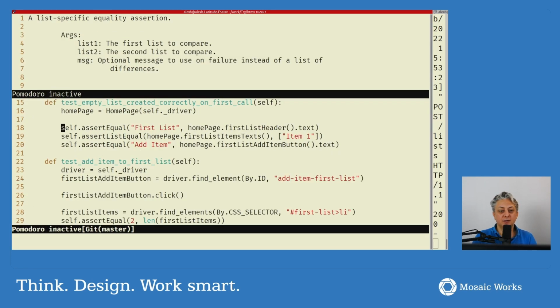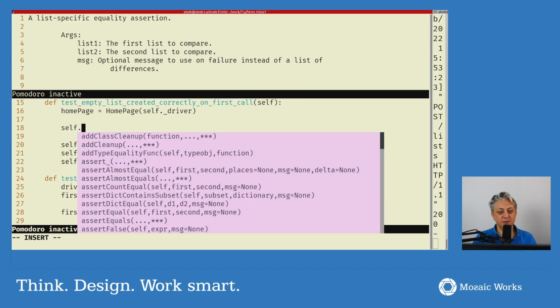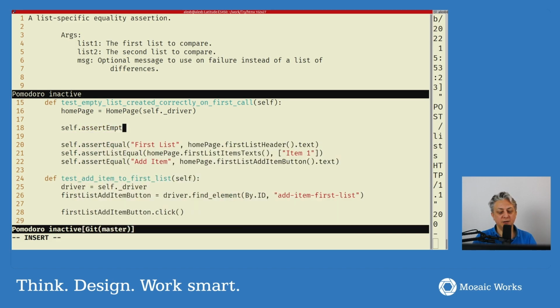So, right, now we have this very interesting thing. And what this gives us, if you can see, is the structure of the initial list. The structure of the initial list is that we have a header, first list, we have some items already created, in this case 1, and we have an add item button. So what we can do here is create a custom assert. And so let's do that. Self assert empty list displayed, empty list created.